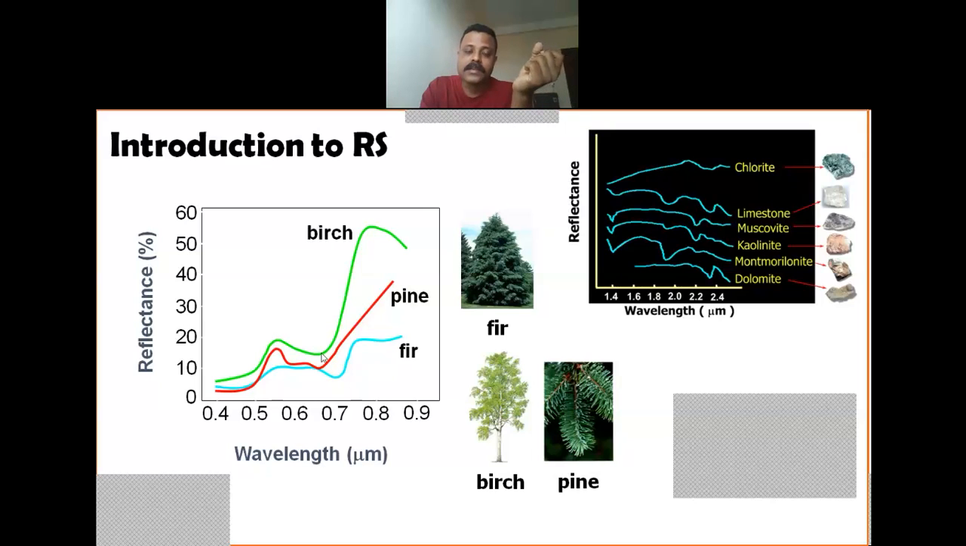An interesting phenomenon we observe is that if you keep on increasing the wavelength, there is a sharp increase in the reflectance. From the 700-plus to 800 nanometer range, we have the maximum reflectance coming from a particular leaf of a tree.